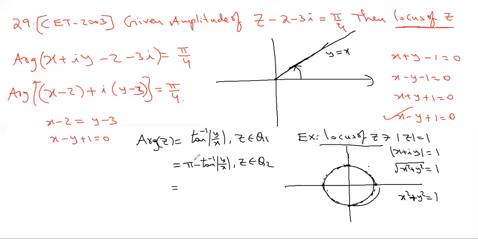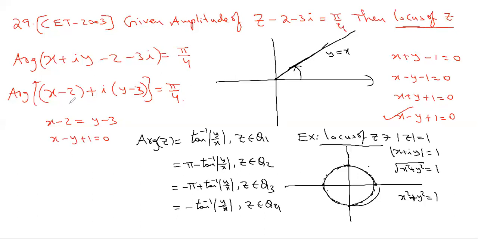And I told that only these two formulas you need to remember. The third formula is the negative of the second formula, minus pi plus tan inverse mod y by x, when z belongs to Q3. And the fourth one is the negative of the first one, minus tan inverse of mod y by x, and z belongs to Q4. So if you use this formula, even though you don't know this pi by 4 or some other angle is given also, no need to worry. So let us use that formula.